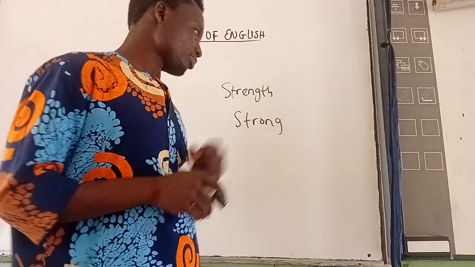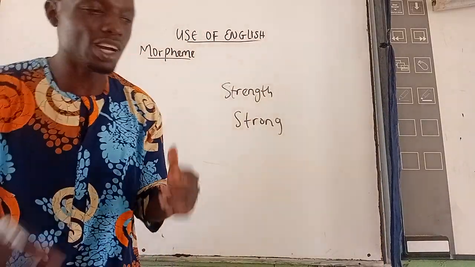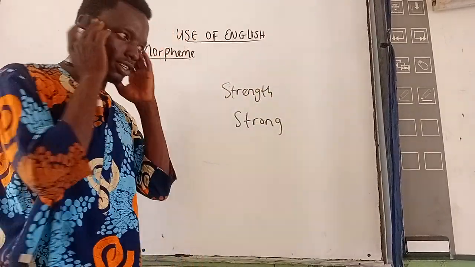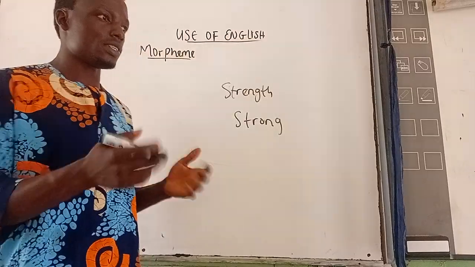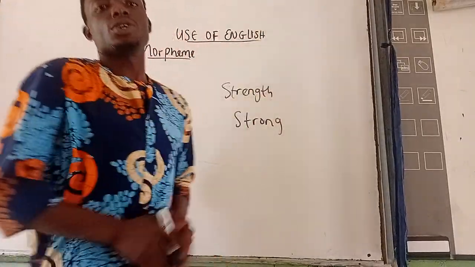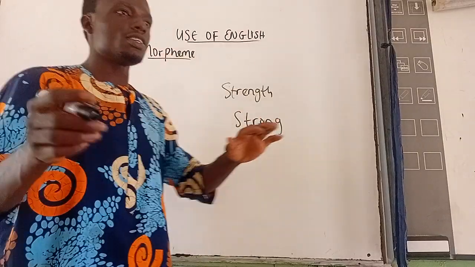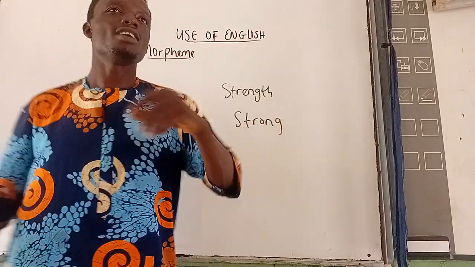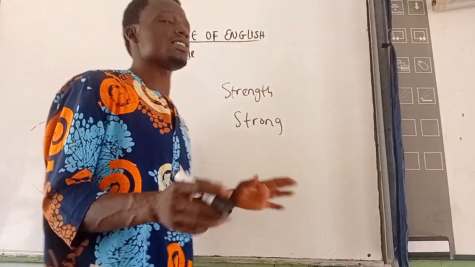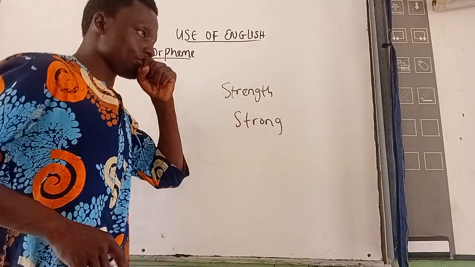We get that. Now, the root word is strong. Strong and strength actually have an identity of each other. I don't say they mean the same thing, but they still belong to the same family group. So by turning strong to strength, strong doesn't have a different meaning entirely from strength. They still have the same meaning, but the structure has changed.